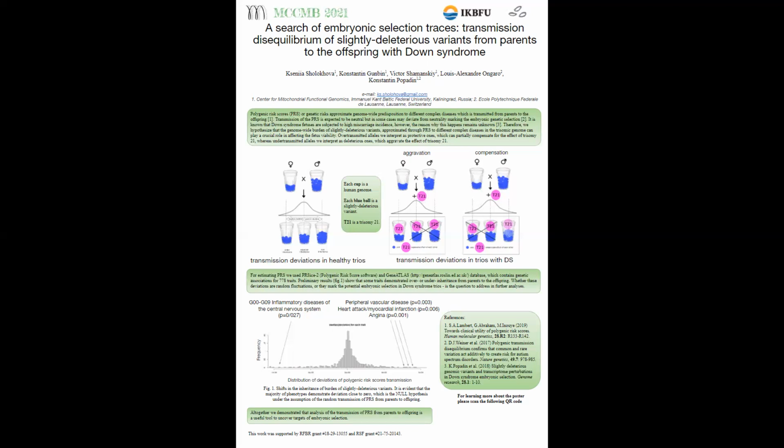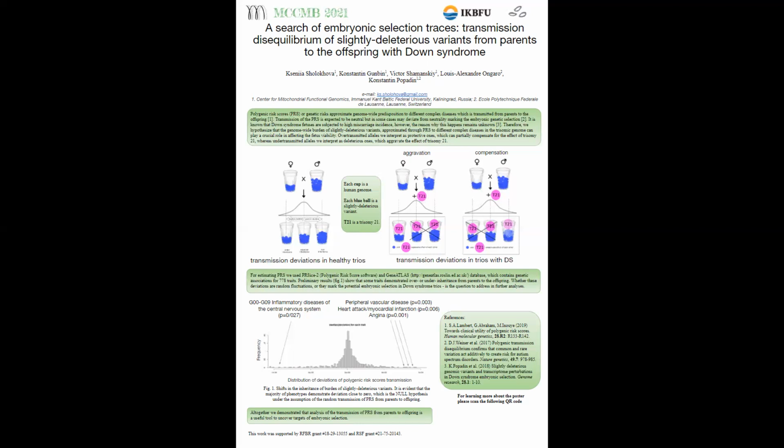So how did we calculate how the mutations are transmitted from the parents to offspring? We used a polygenic risk scores approach. Polygenic risk scores, or PRS, or genetic risks, approximate genome-wide predisposition to different complex diseases, which is transmitted from parents to the offspring. We calculated polygenic risk scores for both parents and compared the average mid-parent score with the PRS of the offspring.